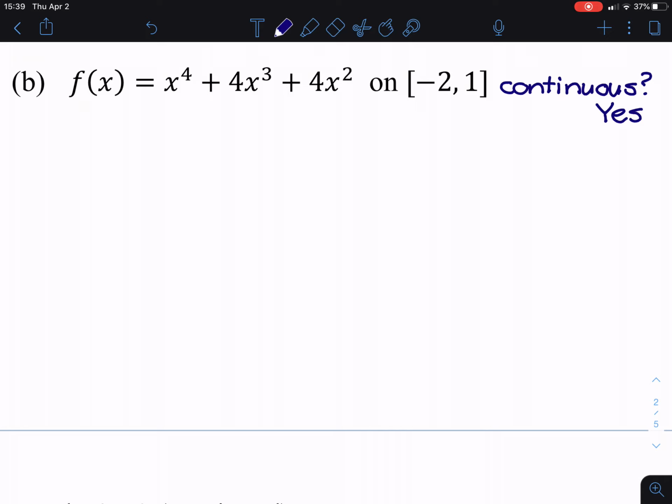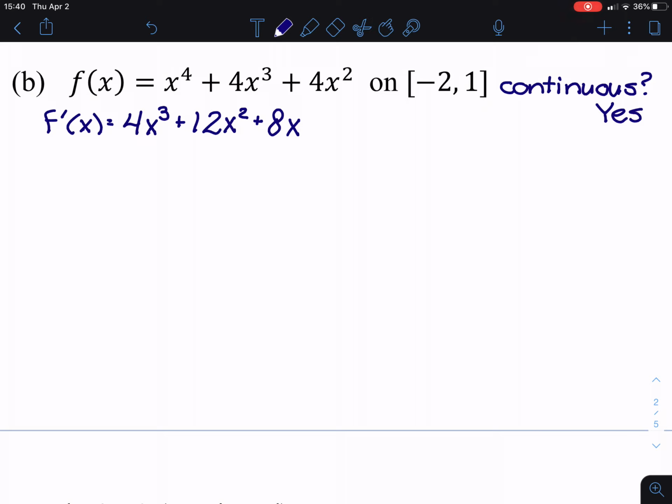So I need to take the derivative in order to find my critical values. So when I take the derivative of f of x, I get 3x cubed. Oh, I'm sorry, that's not right. I get 4x cubed plus 4 times 3 is 12x squared, and then plus 4 times 2 is 8x.